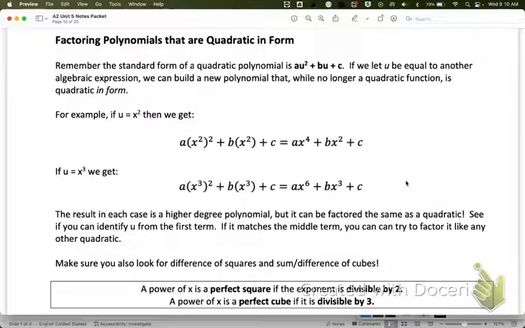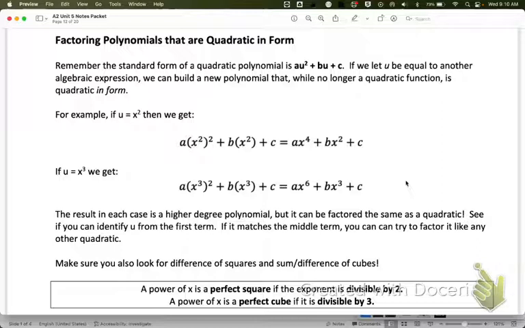The last strategy for factoring polynomials is to recognize polynomials that are quadratic in form. So the standard form of a quadratic is au squared plus bu plus c. But if I let u be something else, like u could be x squared or x to the 5th or x to the 9th, then I can build a new polynomial that, because the degree is higher, is not a quadratic anymore, but it is still quadratic in form, which means we can factor it using the same strategies that we did for a quadratic.